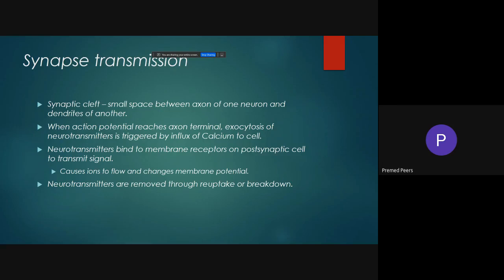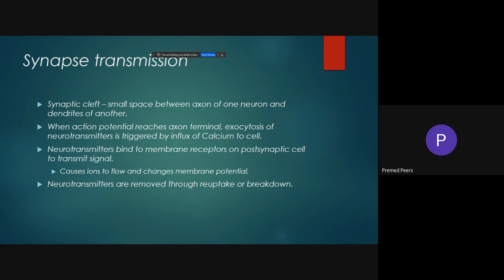So the presynaptic neuron has the axon, which communicates with the postsynaptic neuron dendrite or dendrites. But they are not directly connected. They communicate through the release of neurotransmitters. So let's just walk through this.